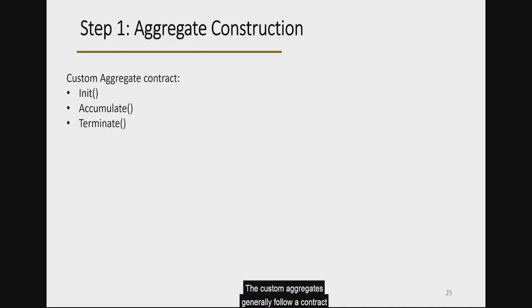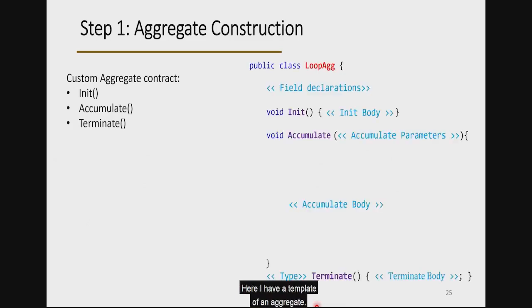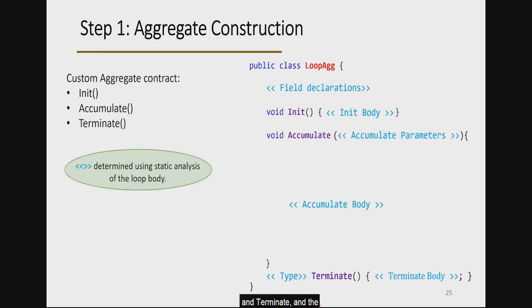Custom aggregates generally follow a contract, which includes three functions that need to be implemented, called init, accumulate, and terminate. So here I have a template of an aggregate. As you can see, this is a class that has three functions: init, accumulate, and terminate. The contents of the class and the functions are shown using a template in light blue color. These are the blanks that we need to fill by looking at this loop.